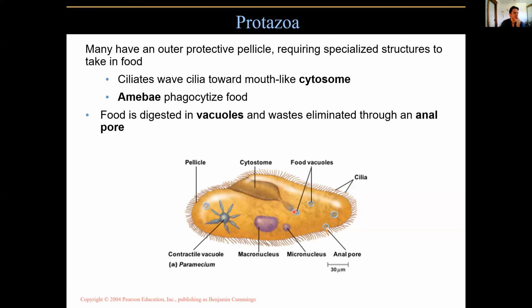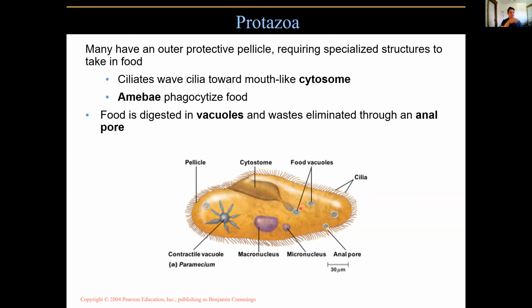And then they will use food vacuoles. Once the food enters the cytosome, you can almost think of a little inclusion being made, and then they will use these food vacuoles to digest their food, and then they will eliminate waste through an anal pore. So there are definite similarities there between higher order animals and protozoa and their digestive systems. You can see how this could be a precursor to something greater, I suppose, is a better way of phrasing it.